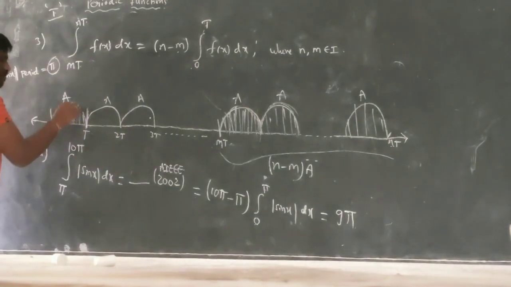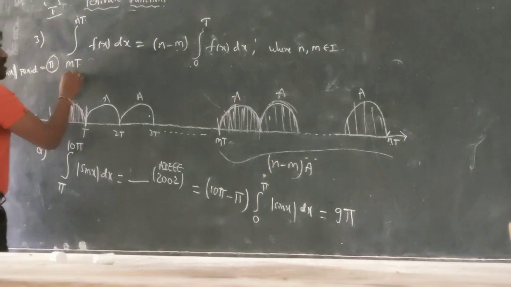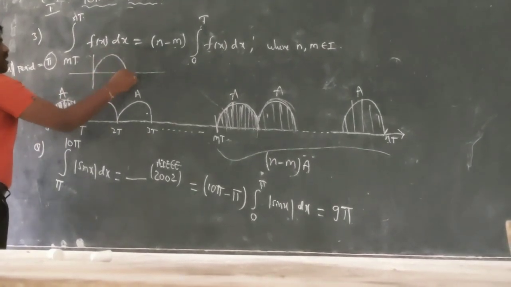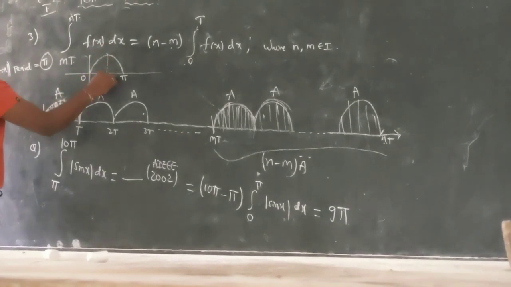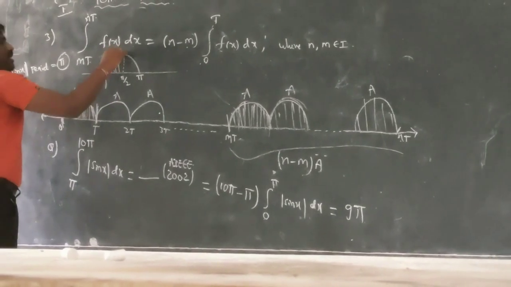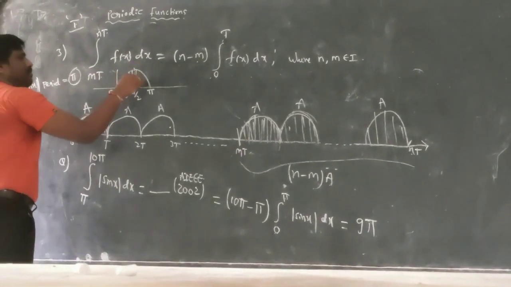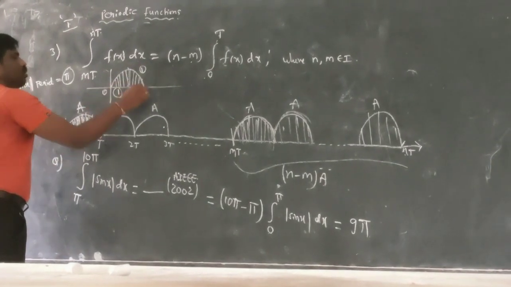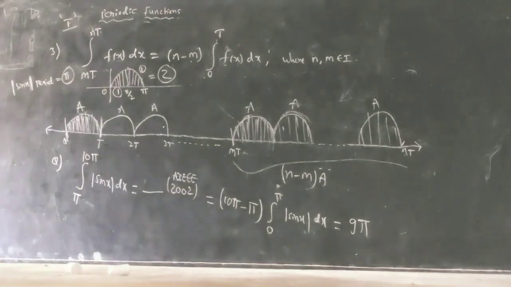See, this is the graph of mod sin x. The graph will be like this, from 0 to pi. Already I told you, from 0 to pi by 2 the area is 1 unit. And from pi by 2 to pi the area is also 1 unit. So the total area from 0 to pi is 2 units.